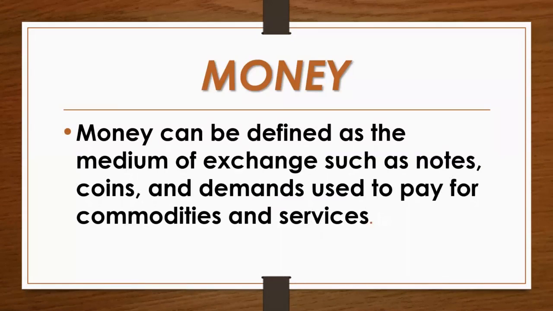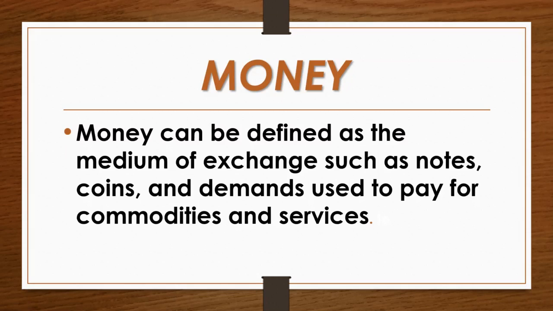Money can be defined as a medium of exchange, such as notes, coins, and demands, used to pay for commodities and services. So money means a medium of exchange, and this medium can be notes, coins, and demands. Demands means nowadays we are mainly using e-cards, like credit cards and all. Whatever things we use to pay for commodities and services can be defined as money.